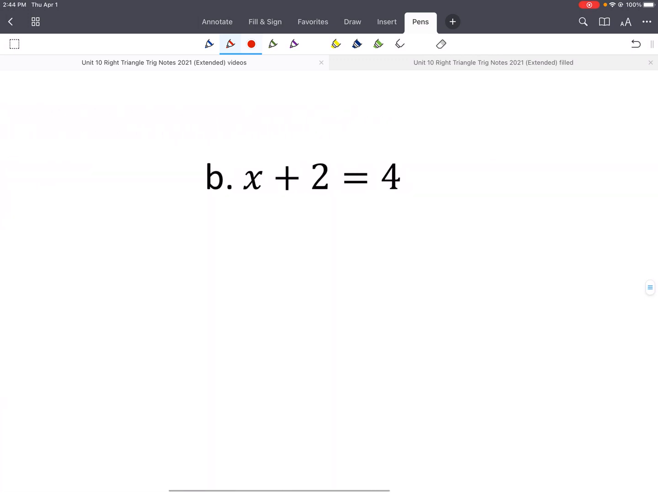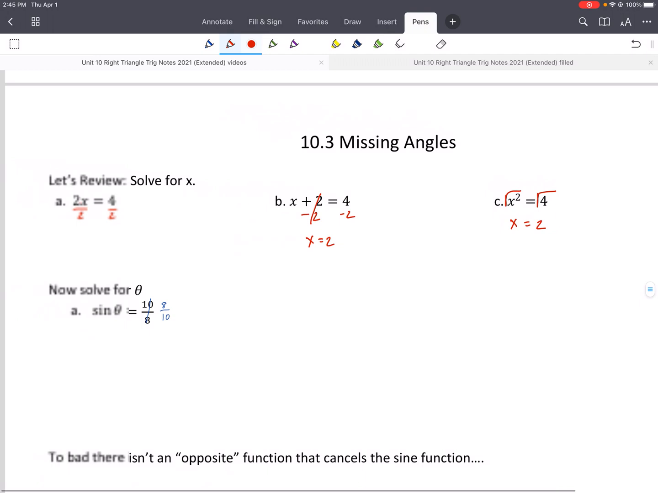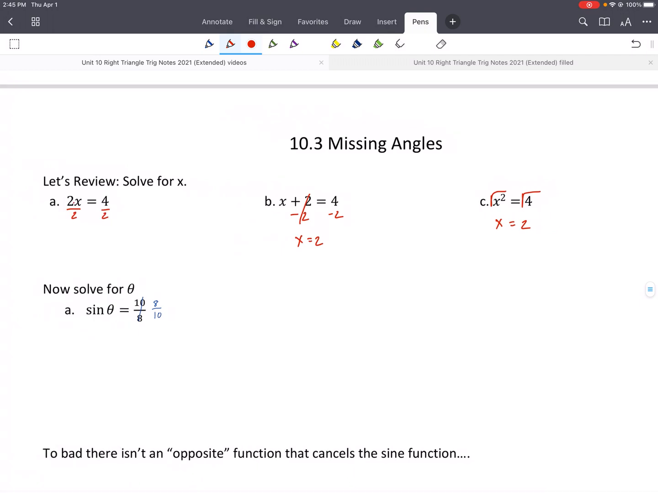All right, here's another example where we're doing x plus 2 equals 4. So what's the opposite of addition? Well, that would be subtraction. Okay, and we get x equals 2. All right, here's another example where we have x squared equals 4. So if we want to get x by itself, what's the inverse for squaring? Well, that's a square root. The opposite of squaring is a square root. So we get x equals 2, if we take the principal square root. All right, so all of these, we have these opposites or inverses.